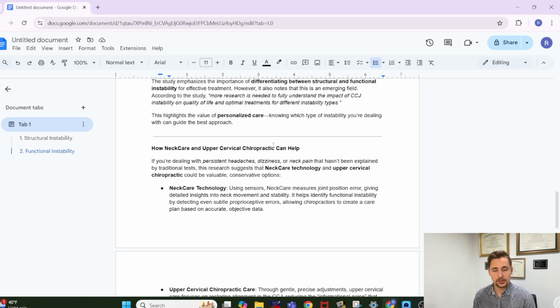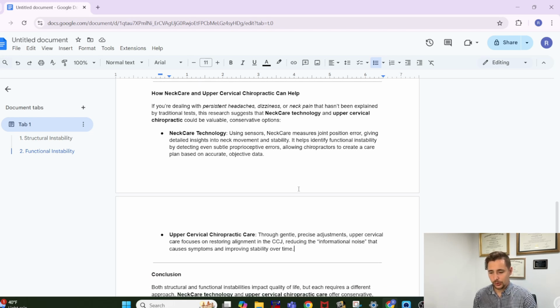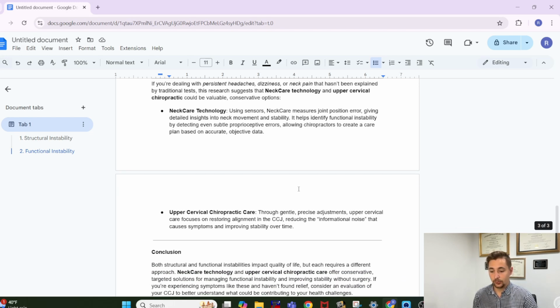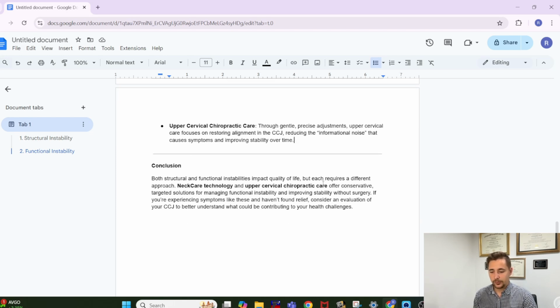What we do in our office is upper cervical chiropractic. That's whenever we're able to go in and look at these structures, to see if there are any small, minuscule misalignments that could be causing that informational noise. We use NeckCare to measure how well the neck is functioning, and then we use it pre and post. So we want to see how it's functioning before adjusting the upper cervical spine and after adjusting the upper cervical spine. Our goal is to reduce that informational noise coming into the brain to help relieve symptoms such as dizziness, neck pain, headaches, and different things like that. Let me know if all of this makes sense.